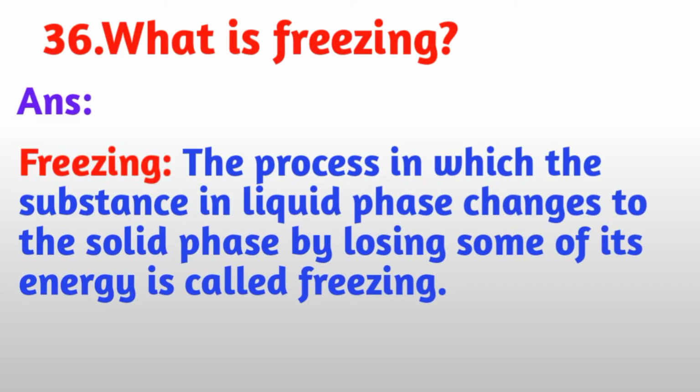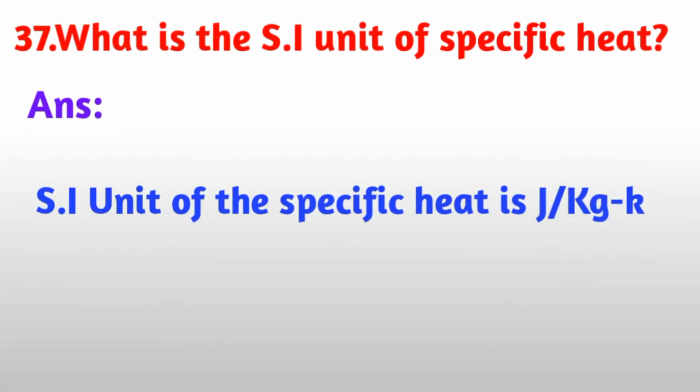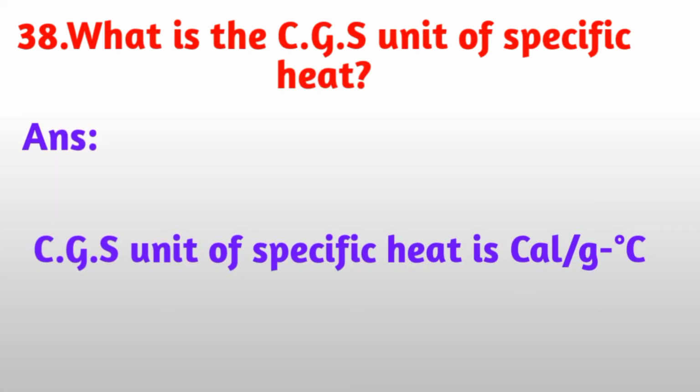What is freezing? The process in which the substance in a liquid phase changes to the solid phase by losing some of its energy is called freezing. What is the SI unit of specific heat? SI unit of specific heat is joule per kg Kelvin. What is the C.G.S unit of specific heat? C.G.S unit of specific heat is calorie per gram degree centigrade.